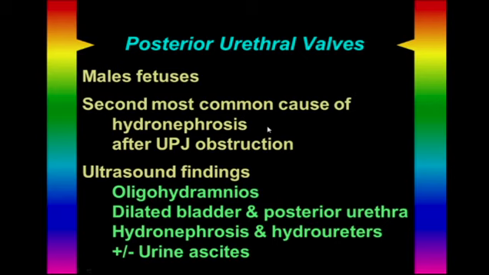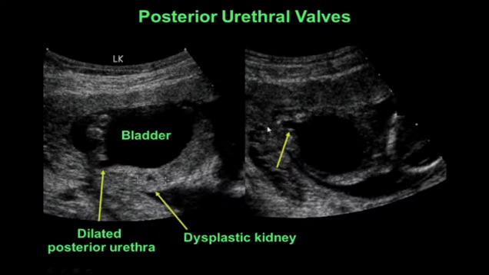Posterior urethral valves is an anomaly that affects male fetuses predominantly or only. It is the second most common cause of hydronephrosis after UPJ obstruction. It's an obstruction at the level of the posterior urethra, which is the portion of the urethra at the base of the bladder. The ultrasound findings include oligohydramnios, dilated bladder and posterior urethra, hydronephrosis, and hydroureter. Sometimes the urine will spill into the abdomen, and you'll also see urine ascites.